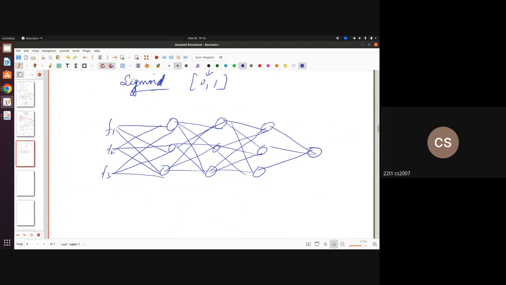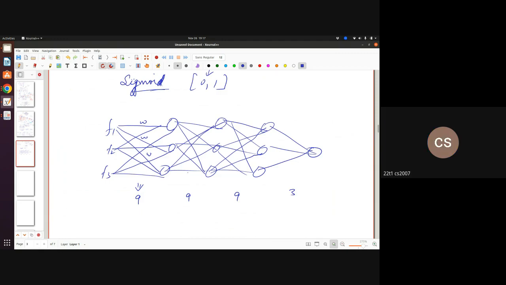I told you that each edge will have a weight. There'll be some weight here, and here, and here. At each edge, there'll be some weight. Now, how many edges are there? How many edges are there here? Here it is 9. How many here? Again 9. Again 9. How many here? 9, and here 3. So 9 plus 9 plus 9 plus 3. That should be the total number of weights that the backpropagation algorithm should compute.